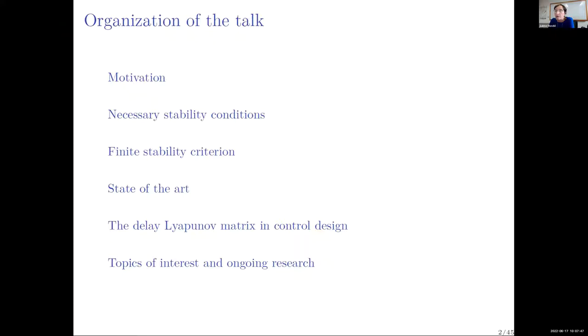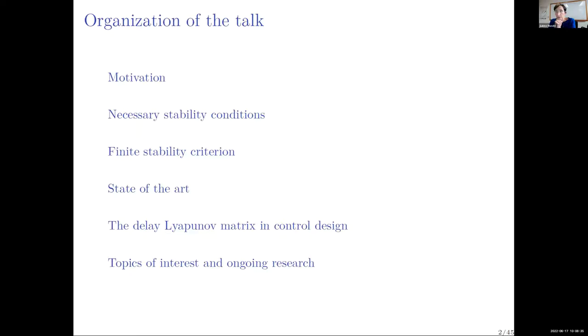The organization: I will motivate the study of this topic by starting with the delay-free system, and then I will prove necessary stability conditions for time delay systems. Most of the talk is going to be for the single delay case. Then I will give and prove a finite stability criterion. These two sections will be a bit technical because I will try to give a sketch of the proof. I will give the main results and try to explain how the machinery works to make this proof.